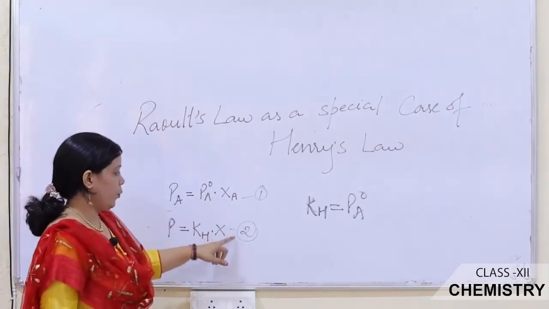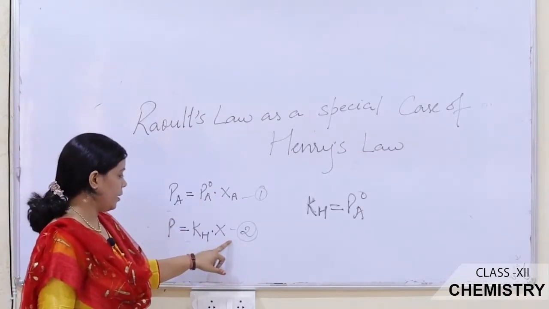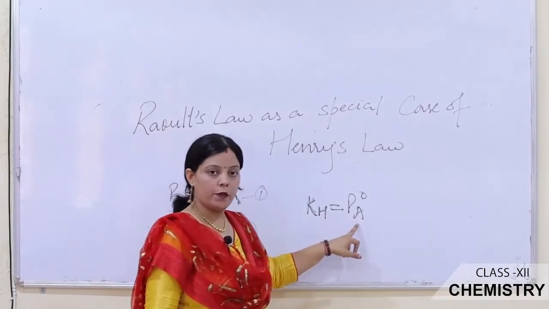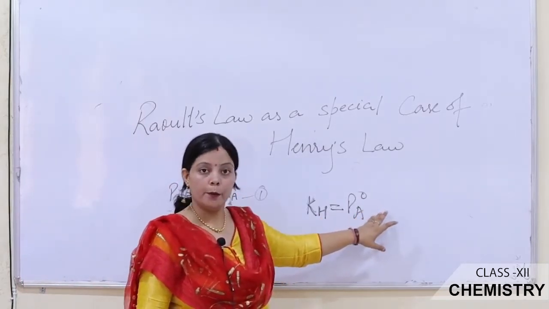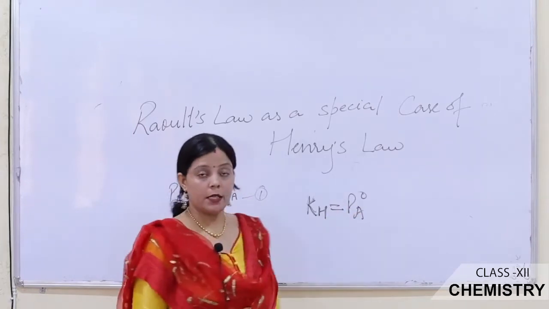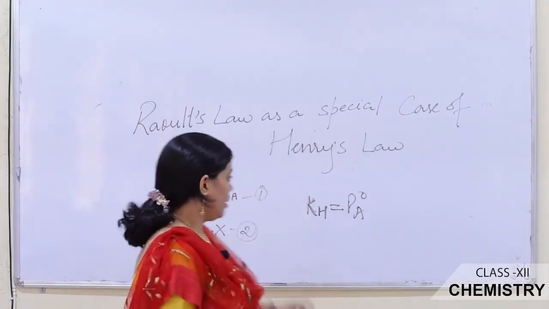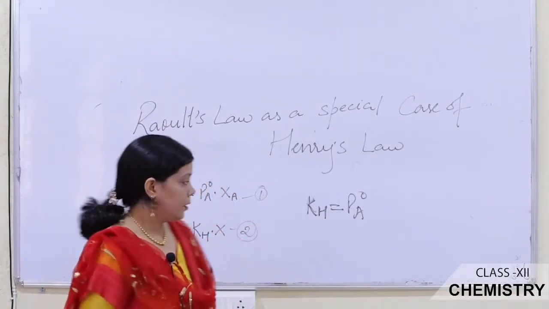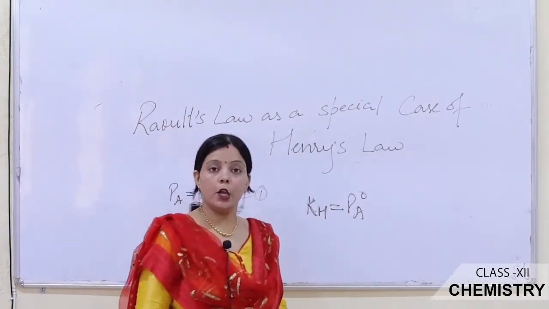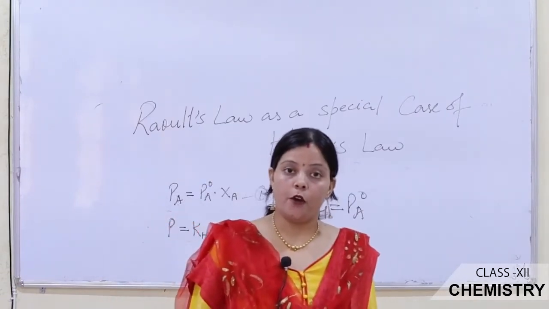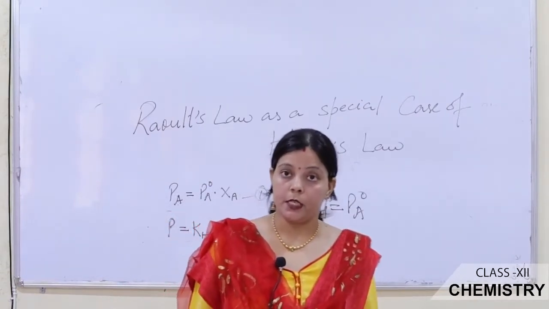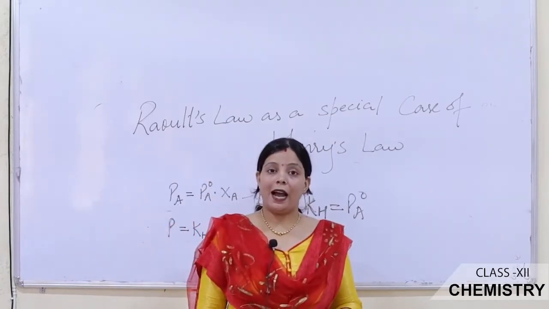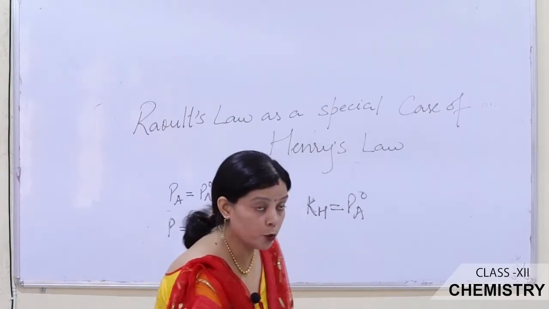So, these two equations become identical when the Henry's law constant is equal to the vapor pressure of the volatile component in the pure state. So, students, this implies that Raoult's law is a special case of Henry's law when the Henry's law constant is equal to the vapor pressure of the component in the pure state. After that, we come to another topic, that is ideal and non-ideal solutions.